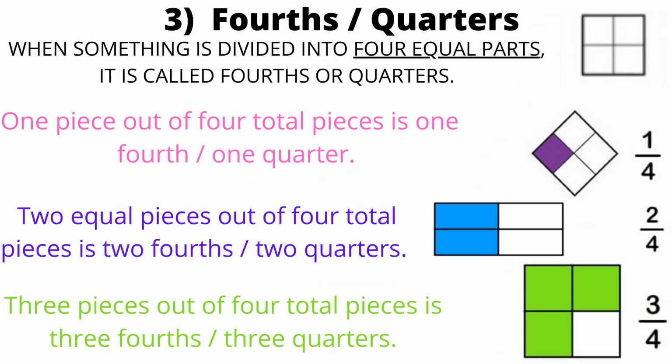What is called as quarter? When something is divided into four equal parts, it is called fourths or quarters. One piece out of four total pieces is one fourth or one quarter. Two equal pieces out of four total pieces is two fourths or two quarters. Three pieces out of four total pieces is three fourths or three quarters.